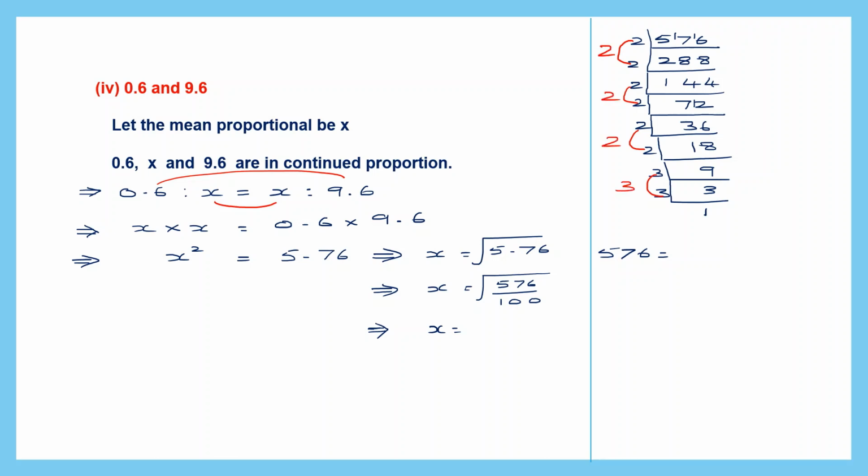So let's write that down here. So what do we have there? 2 into 2 into 2 into 3. So how much is this? 2 2s are 4, 4 2s are 8, 8 3s are 24. So the square root of 576 is 24. So let's write it down here.